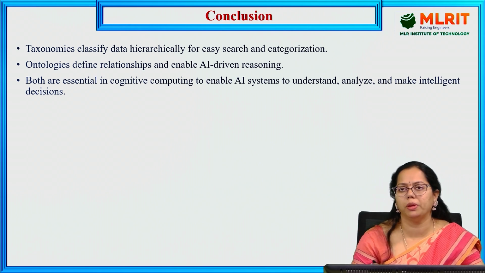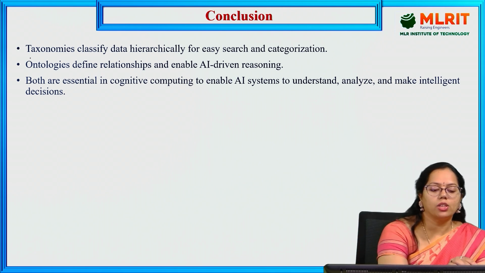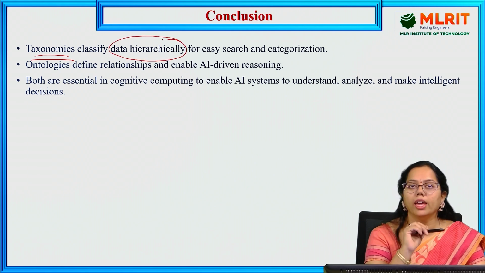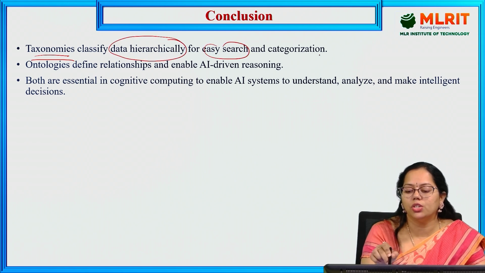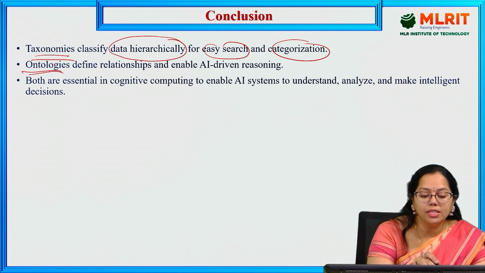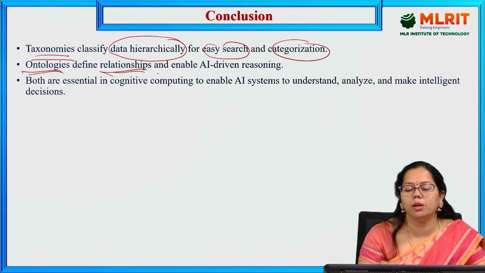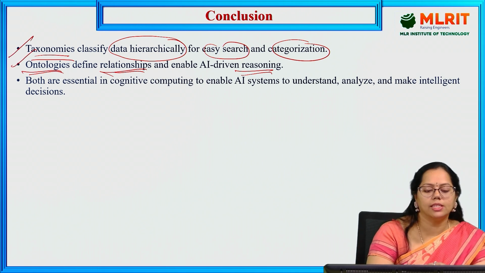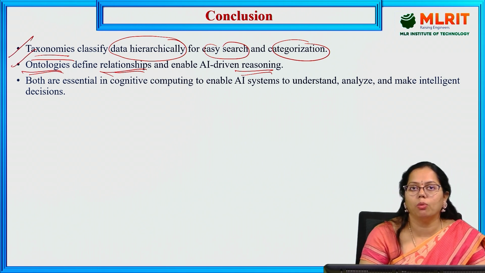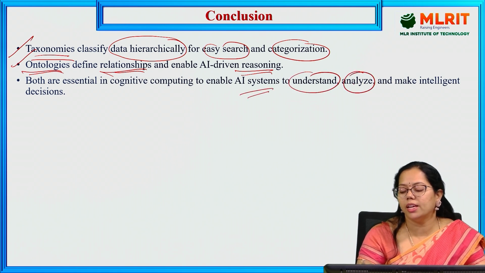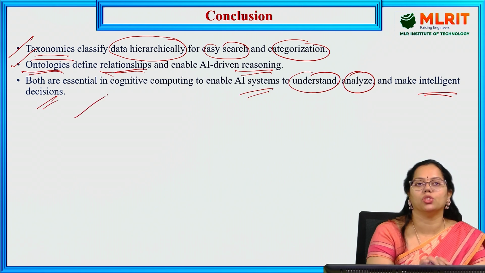Concluding taxonomy and ontologies. Taxonomies classify data hierarchically. Why? For easy search and categorization, whereas ontology defines relationships and also enables AI-driven reasoning. Now, both of these are essential in cognitive computing. Why? To enable AI systems to understand, analyze, and make intelligent decisions.